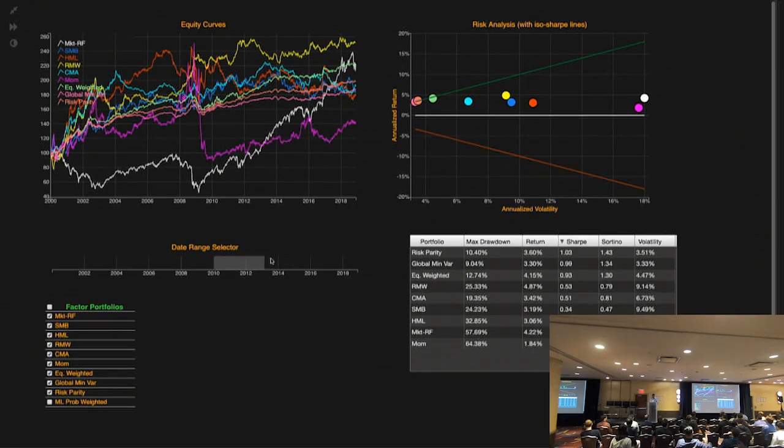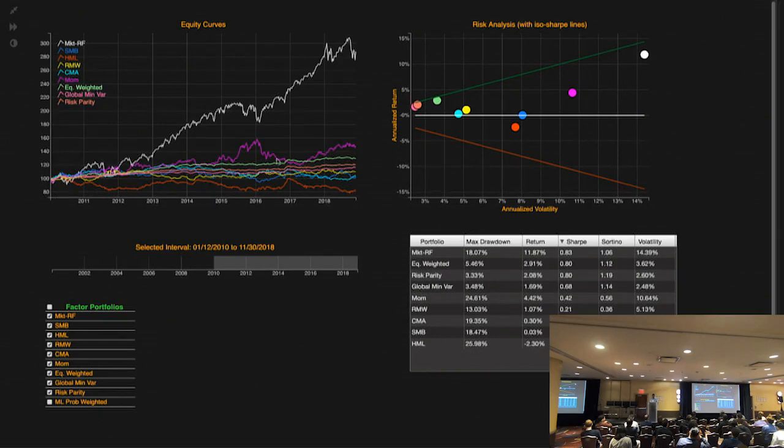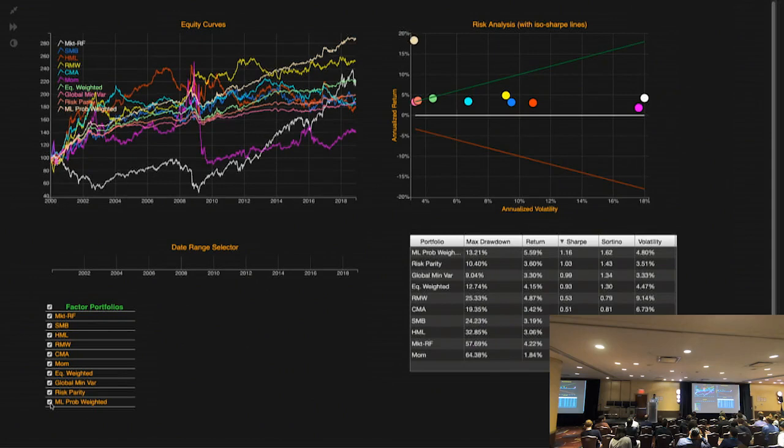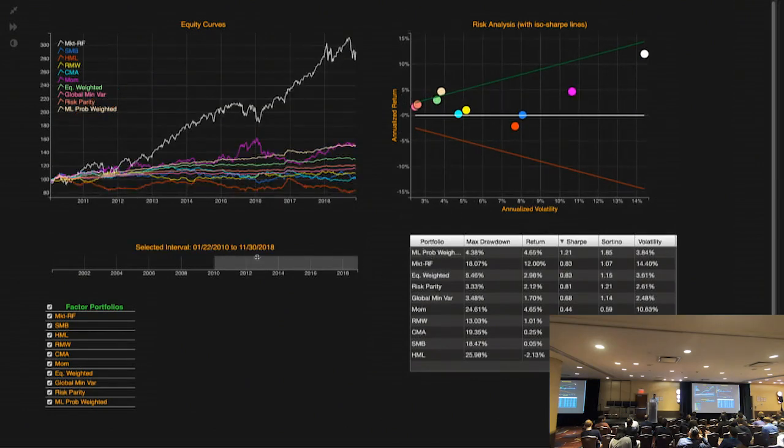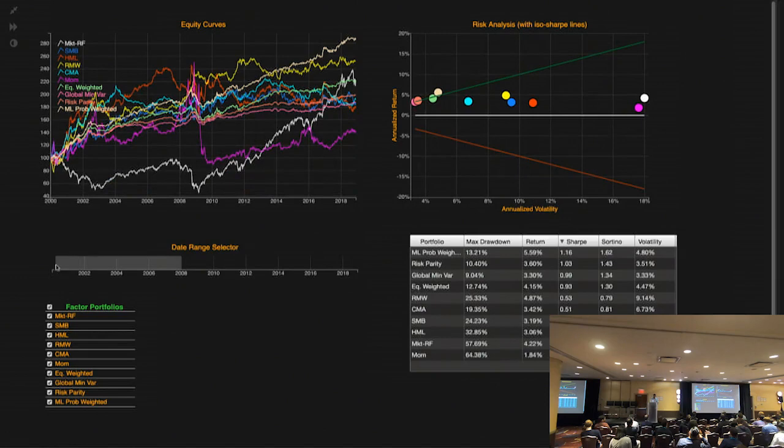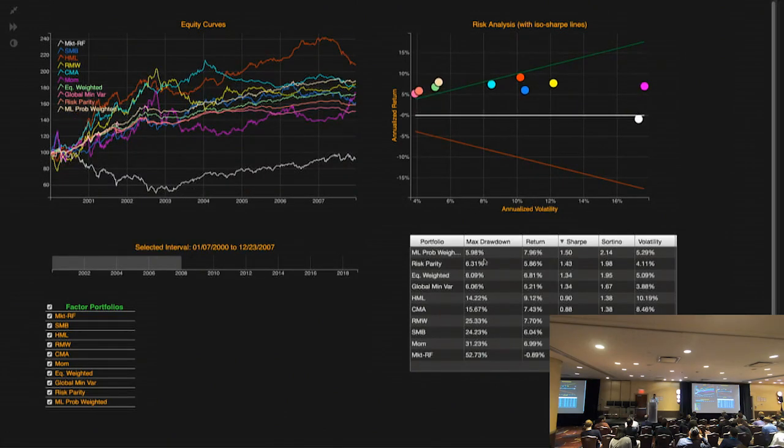But now let's look at the more recent period. We see that the market factor is even dominating all these multi-factor portfolios. It has a higher Sharpe ratio. So let's finally look at the machine learning probability weighted approach. Here we are constructing a multi-factor portfolio where all the weights are coming from the model predicted probabilities. And we see that overall it has a higher Sharpe ratio than other models. And even if you look at more recent periods, it tends to do well, right? The Sharpe ratio is higher.